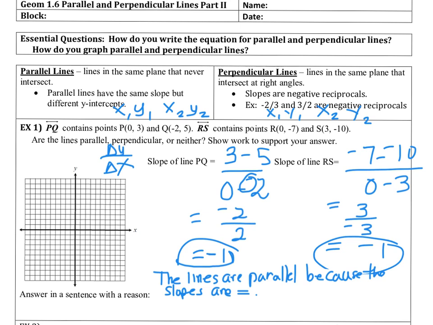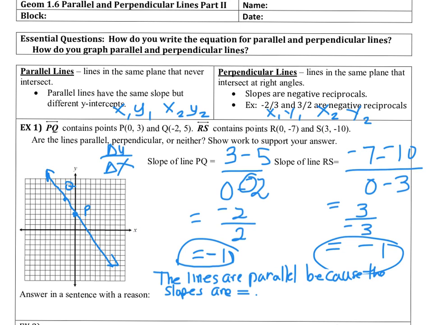Now, I want to do one other quick check just by graphing these two lines to see what they look like. So you have the point (0, 3). You're going to go over 0 and up 3. This point right here, we're going to label P. Then we're going to go -2, so to the left 2 and up 5 to get our point Q. Now you're going to draw a line that goes through those 2 points.